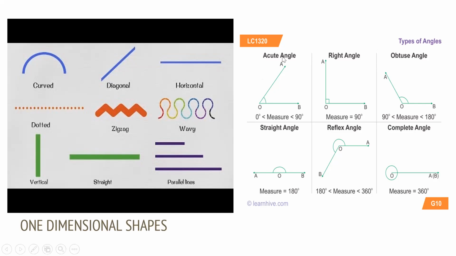So we have acute angle, not a cute angle, yeah, it will give you different meaning. Acute angle, right angle, obtuse angle, straight angle, reflex angle, and also complete angle.